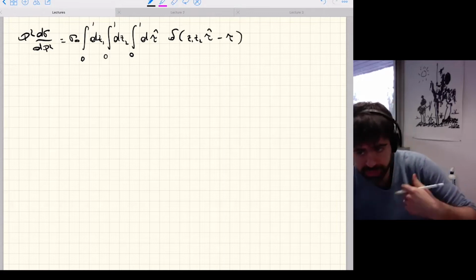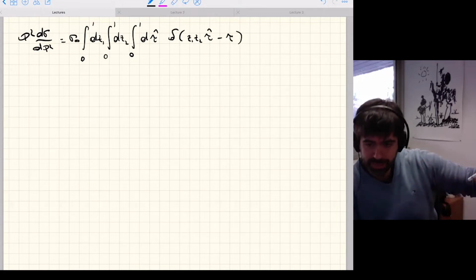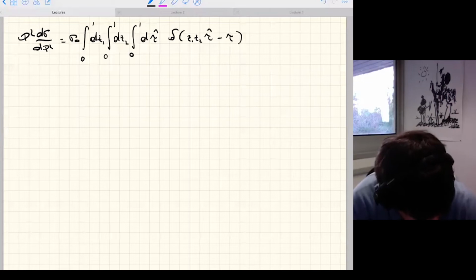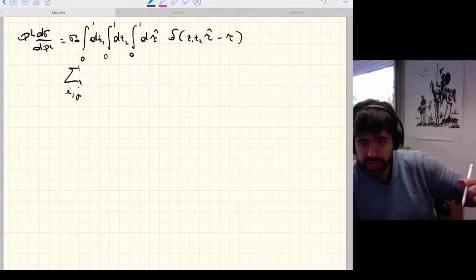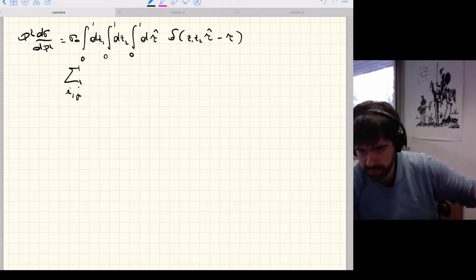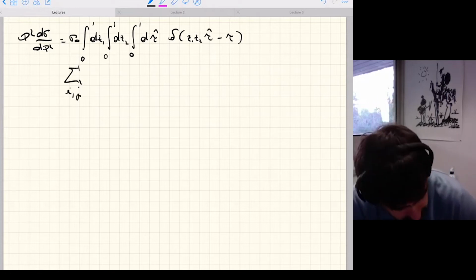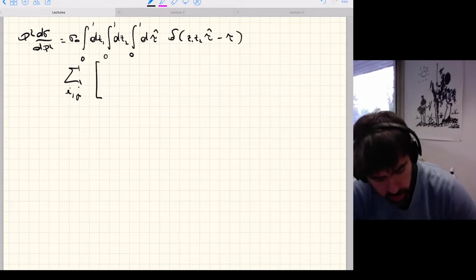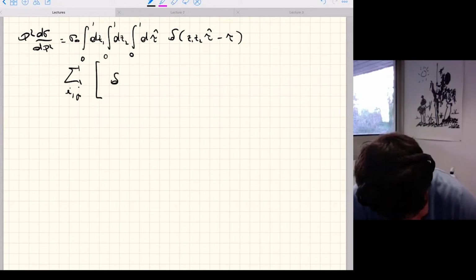Okay, and now let me write it in a more compact form. So I'm going to write a sum over all possible patterns i and j. So i and j could be quarks or gluons. Okay, so what is the structure of the leading order? Well, at leading order, I have to pick a quark and an antiquark.